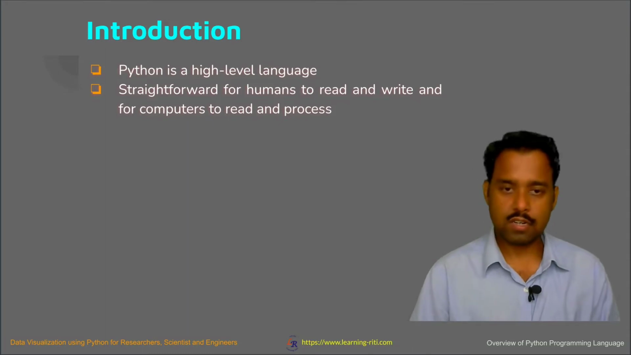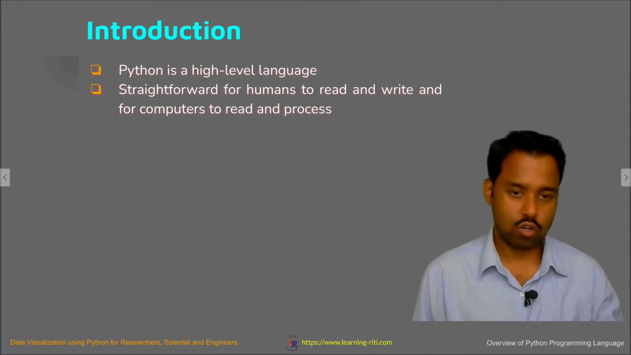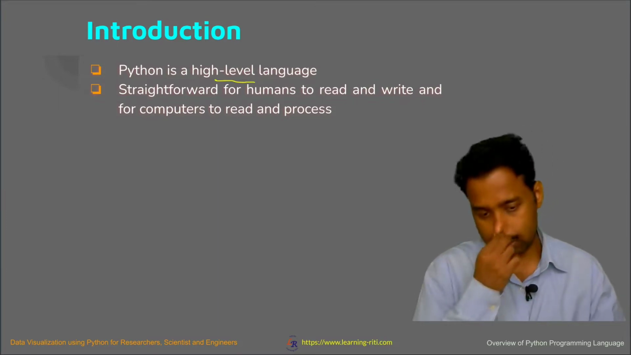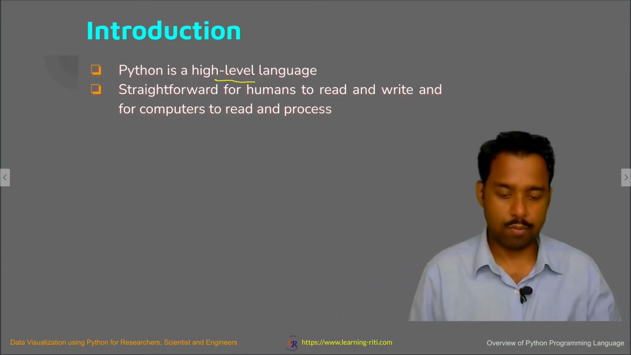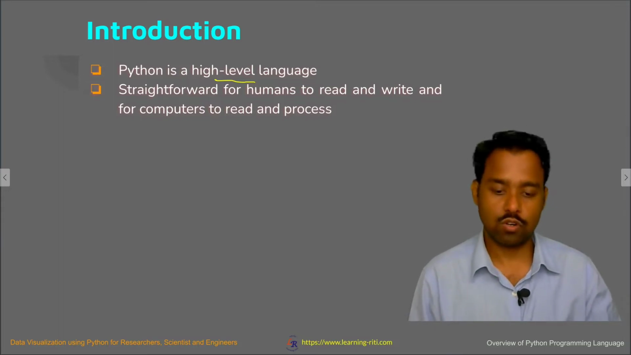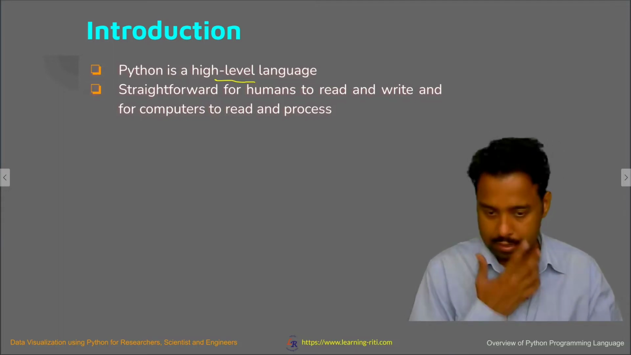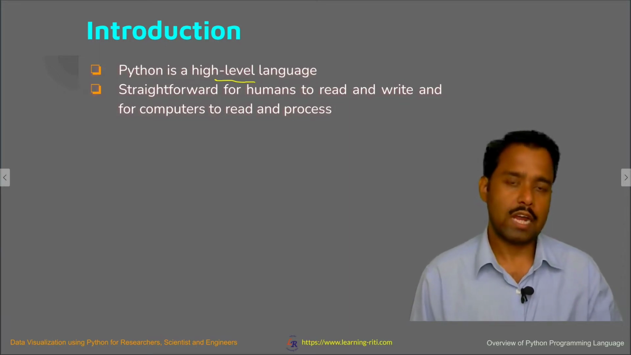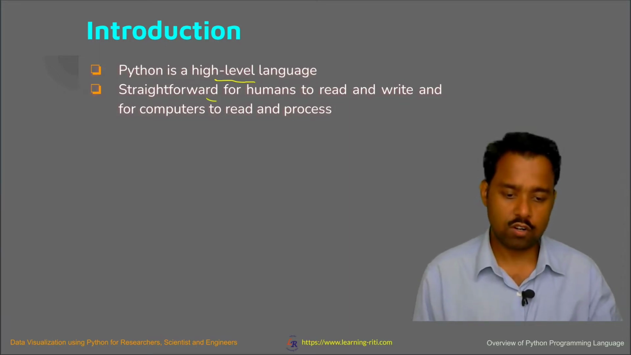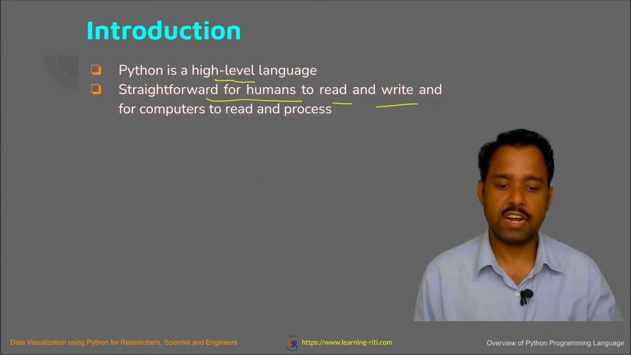So let's have a look here. Python is a high level language. We'll get to know the difference between high level language and low level language in a moment, but first you should know that Python is a high level language. High level language means it is straightforward for humans to read and write, and also for the computer to read and process.